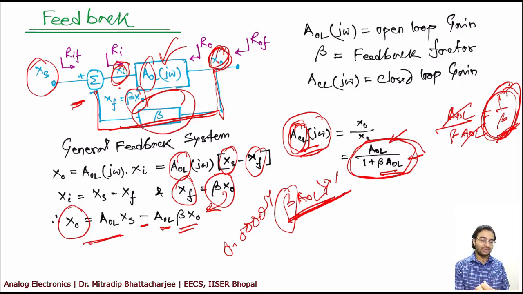So what this feedback loop did, it more or less made your gain constant, but at the cost of gain. Your gain reduced, but it became constant. It reduced, but now it's more stable, isn't it?